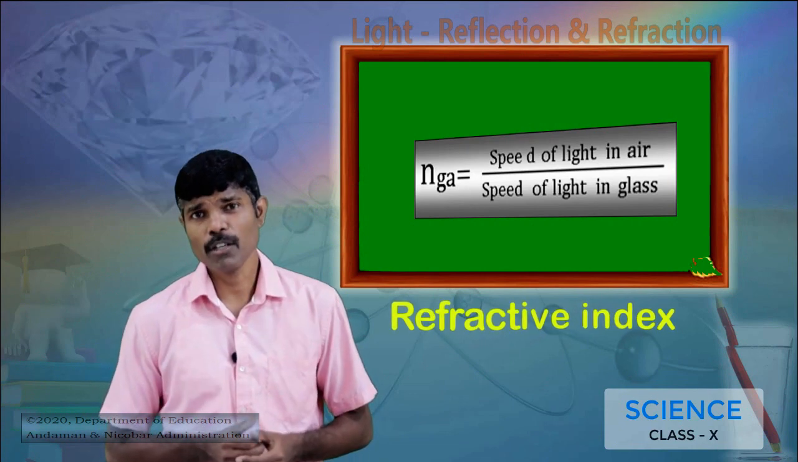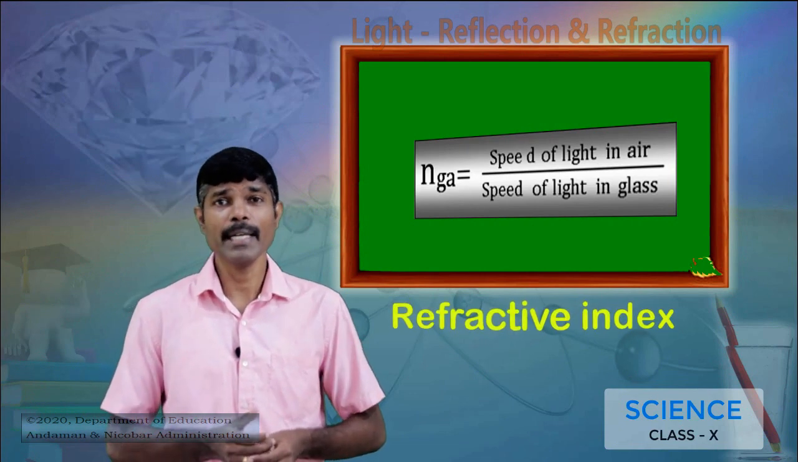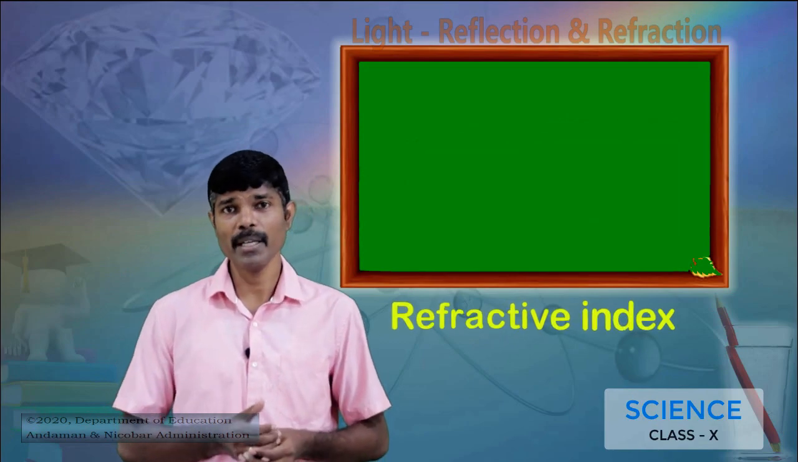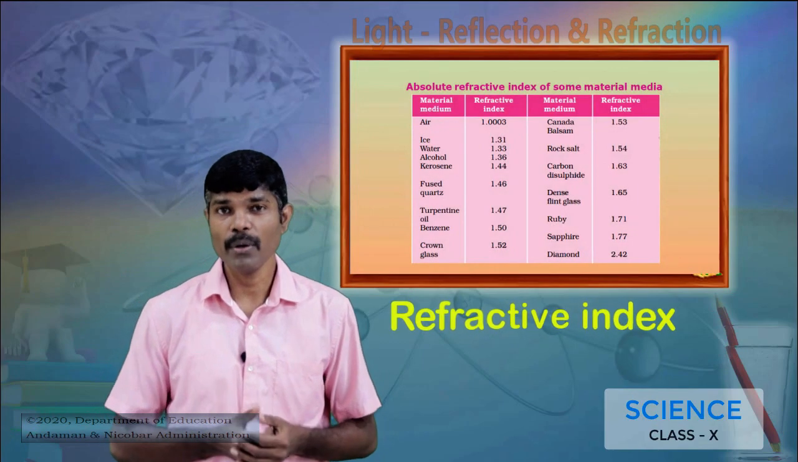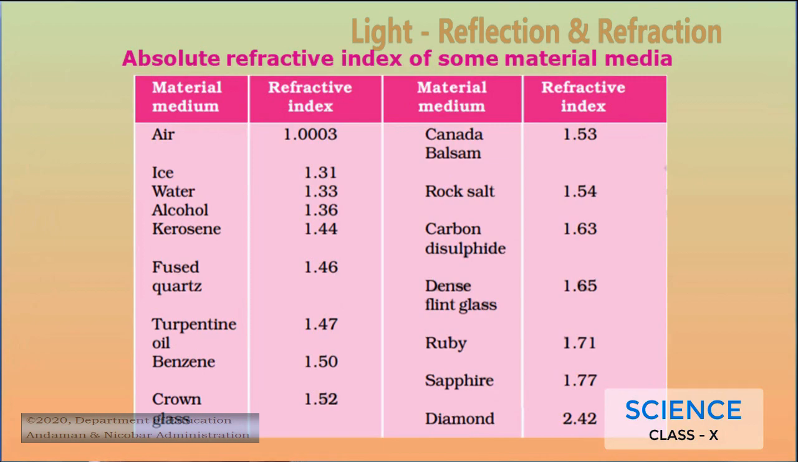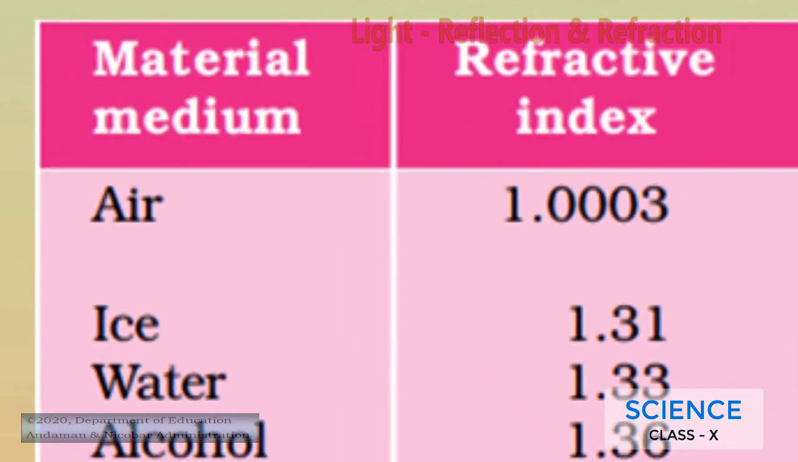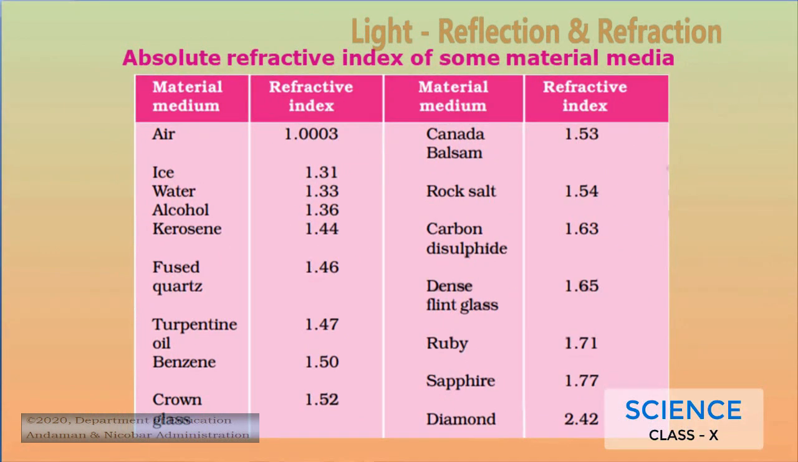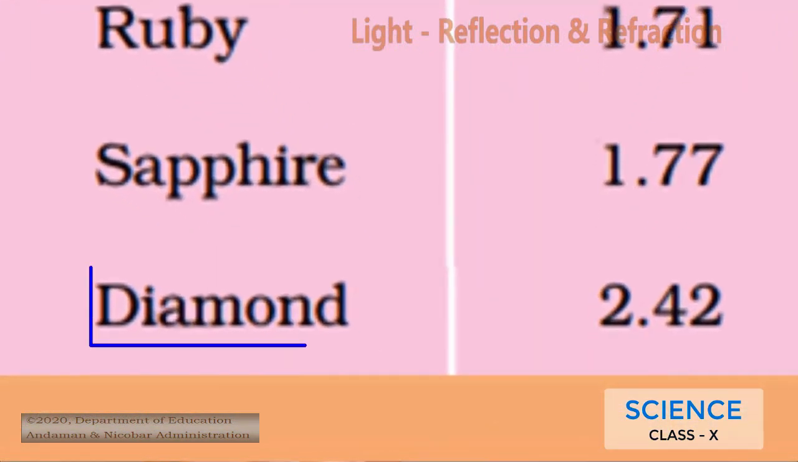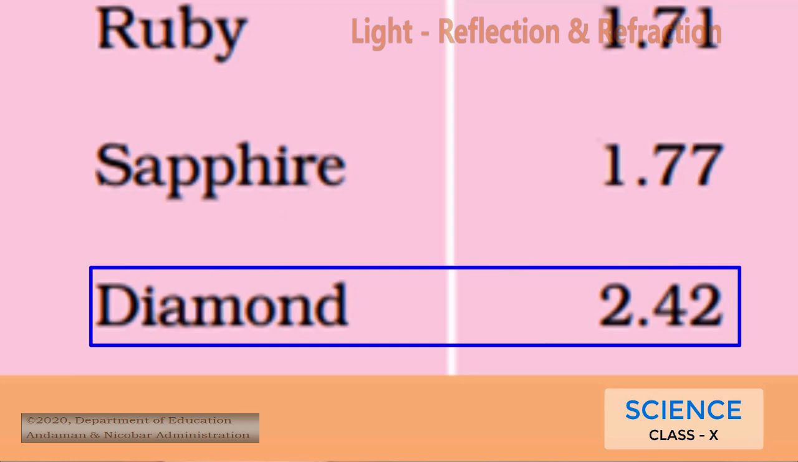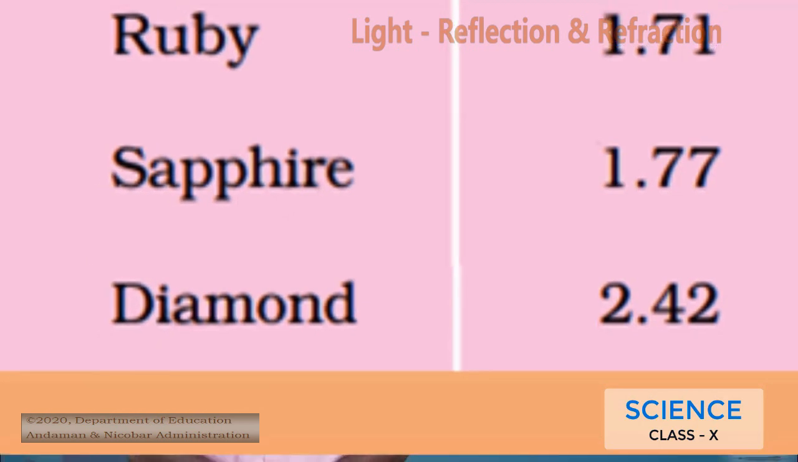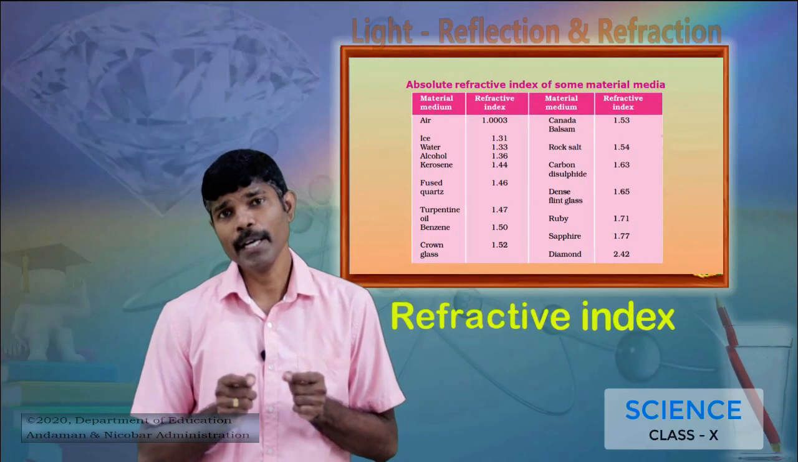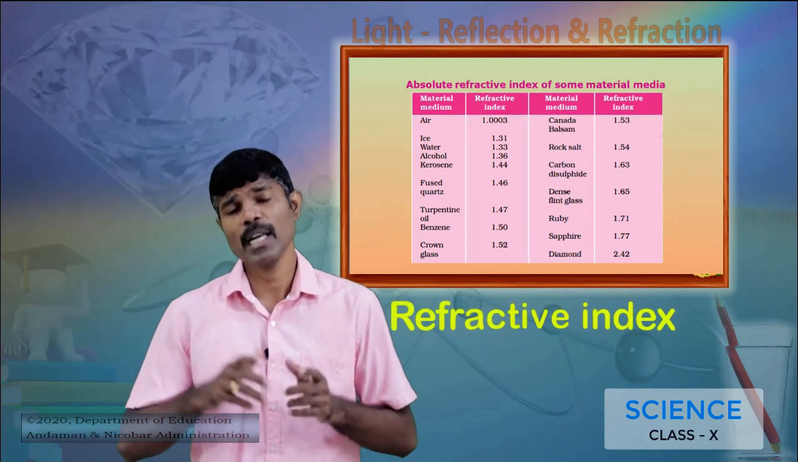The relative extent of bending of light when the light enters from one medium to another medium can be understood by knowing its refractive index. Look at the picture. Children, as you can see, air has the refractive index 1.0003. Moving forward, you can see ice is 1.31. Likewise, at the end, you can see the diamond, which has refractive index 2.42. So from this, we can say that the bending of light will take place in diamond in the larger extent as compared to air.